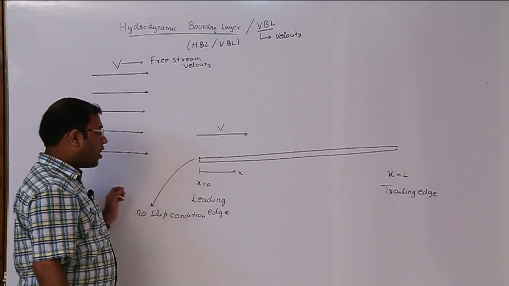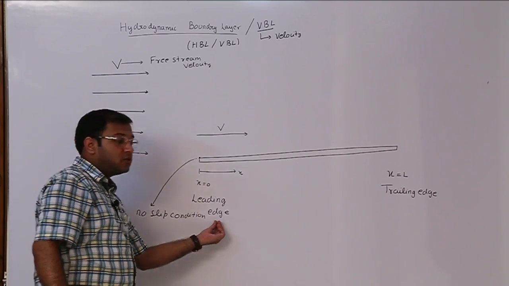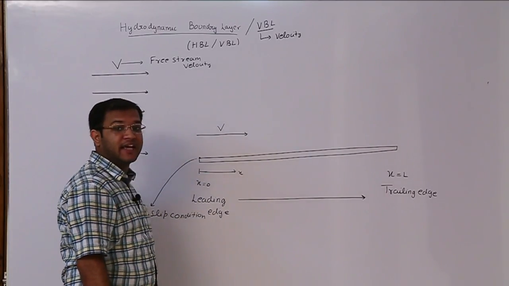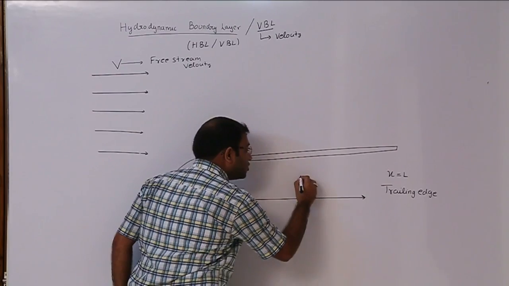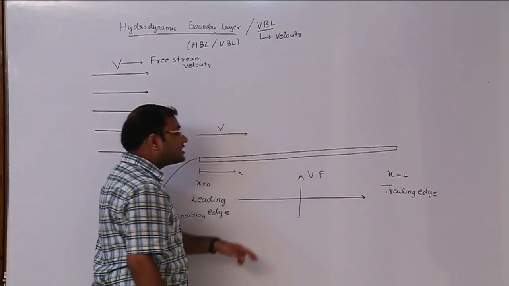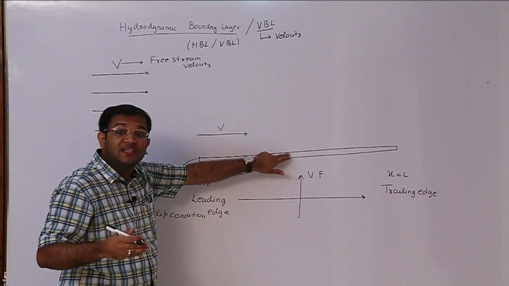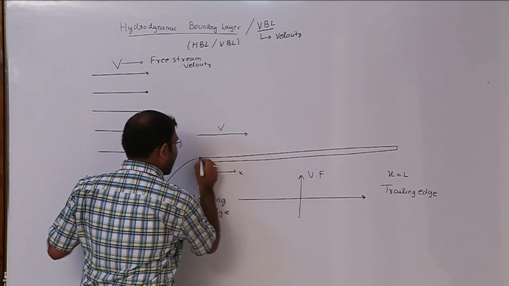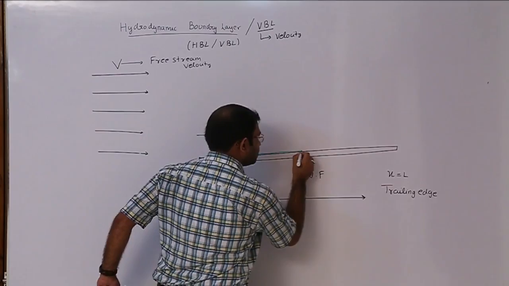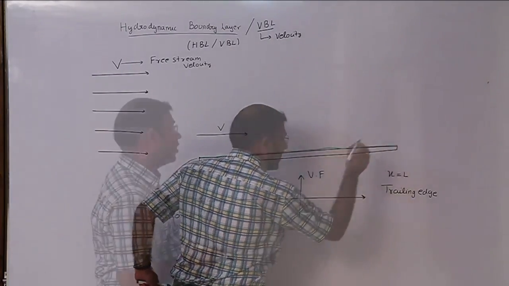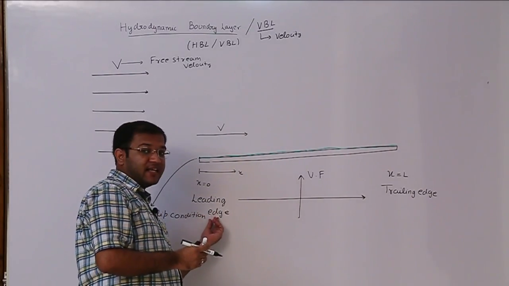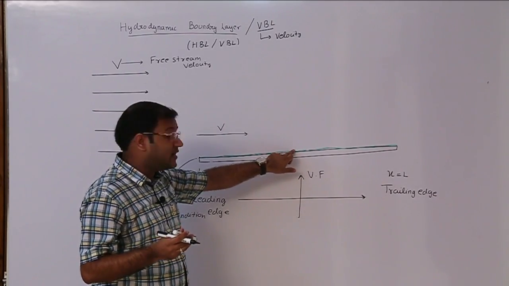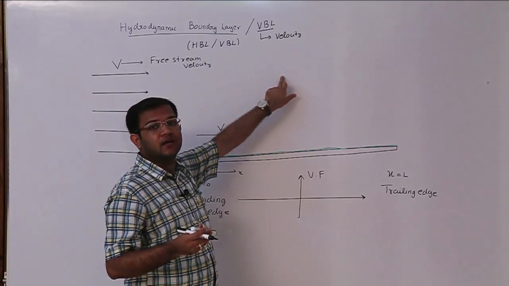Fine. Now as we are moving from leading edge to trailing edge, what happens? Viscous forces start penetrating in the layers above the static layer. See, this layer is the static layer. As we are moving from leading edge to trailing edge, the viscous force starts penetrating in the layers above the static layer.